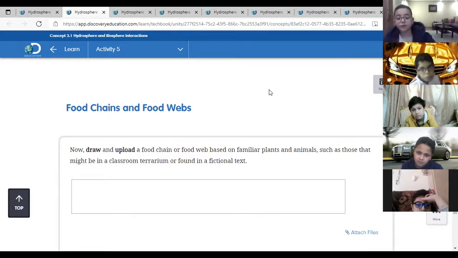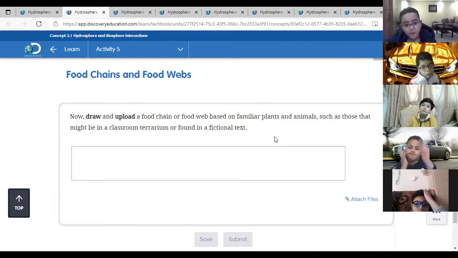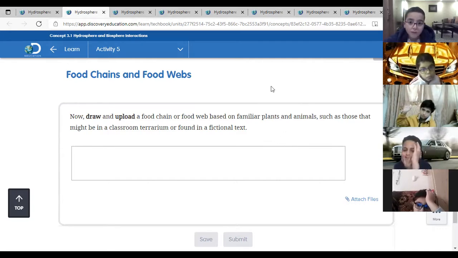Okay, thank you. So food chains and food webs. Now draw and upload a food chain or a food web based on similar plants and animals, such as those that might be in your classroom terrarium or found in a fictional text. So I need you to tell me, we need an example of a food chain. Tell us which organism is eaten by the second organism and so on. We need a simple example of a food chain. Hassan?